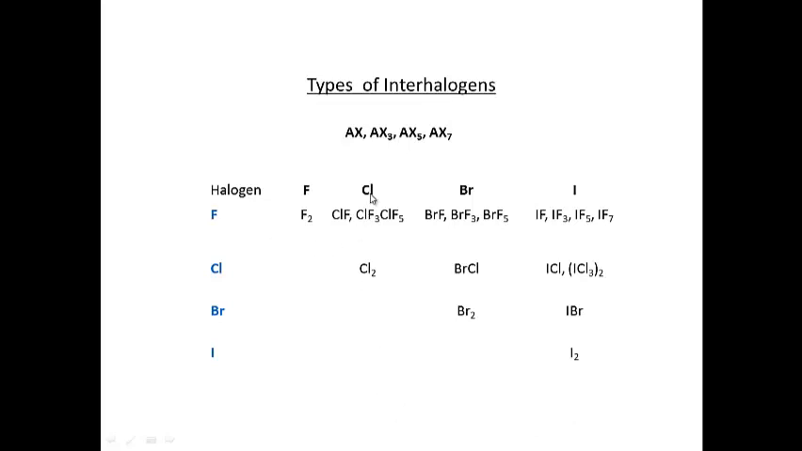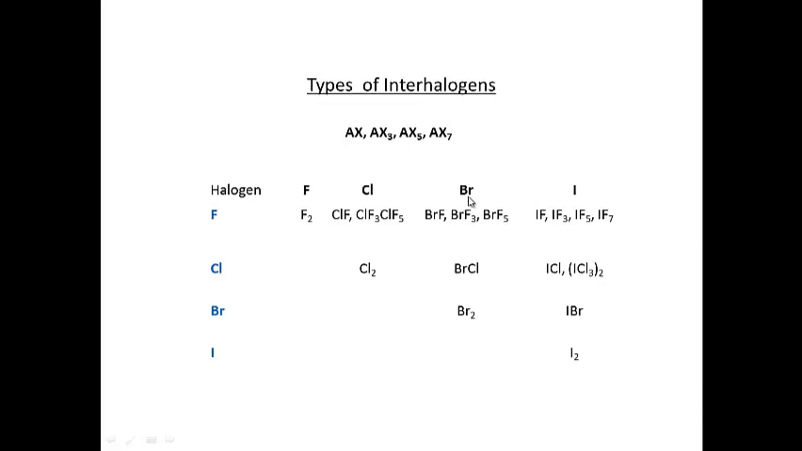Chlorine forms interhalogen compounds with fluorine, bromine and iodine. It forms ClF, ClF3, ClF5, BrCl, ICl and ICl3 twice.